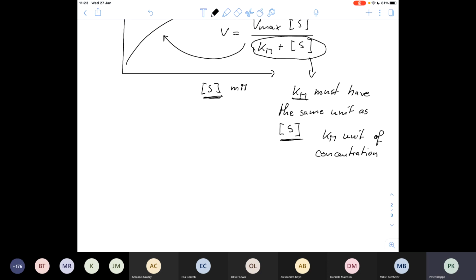Now let's do a little bit of scenarios. Okay, let's say we have a scenario where the substrate concentration is much larger than Km.